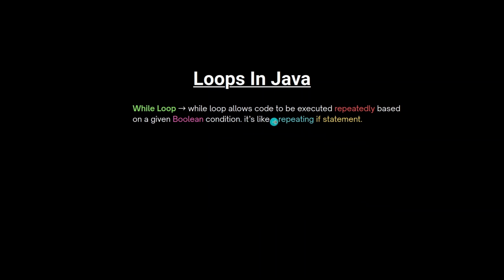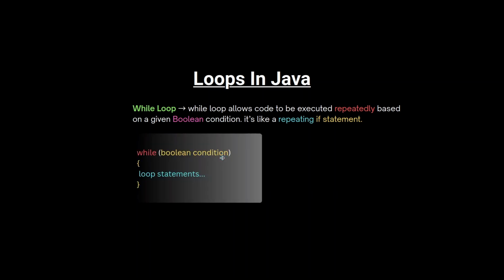And for the while loop, it allows code to be executed repeatedly based on a given Boolean condition. It is like a repeating if statement. And like a for loop, it is also an entry control loop. That means that we first check the condition before executing any of the statements here. So this is the syntax of the while loop.